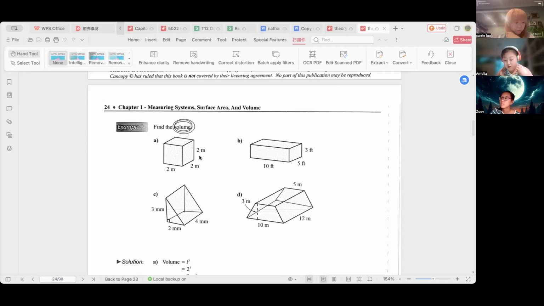What is the answer? So for the first question, I got 16 meters cubed. 16 meters cubed. So how do we find out the volume of this cube? So for the volume, you calculate the base, which is 2 times 2, equals 4. Very good. And what is the height? And then the height is 2. So basically, 4 times 2 equals 8. Yeah. Got 8. So where did you get the 16?